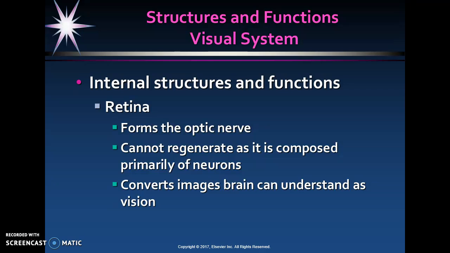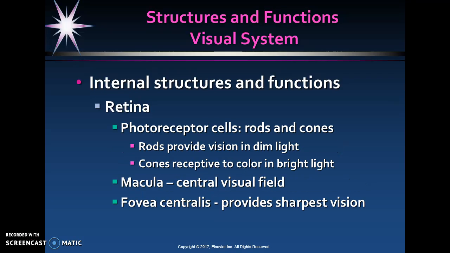The retina is the innermost layer of the eye. It's made up mainly of neurons, and it has specialized nerve cells that are responsible for color vision and translating visual images into stimuli that the brain can understand. The retina is made up of rods and cones. The rods provide vision in dim light. Cones are receptive to color and bright light.